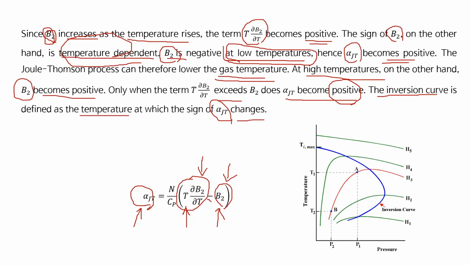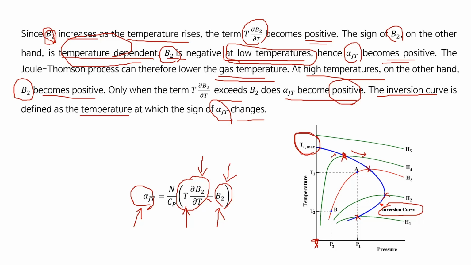So for this isenthalpic process, at that point alpha JT changes its sign from positive to negative. So if we connect these points, then we can have the inversion curve of that gas, and the inversion temperature at zero pressure gives the maximum inversion temperature.